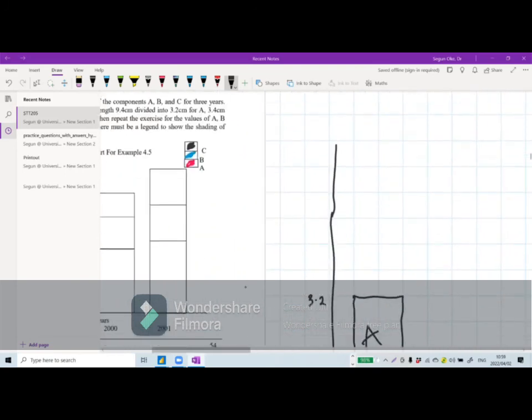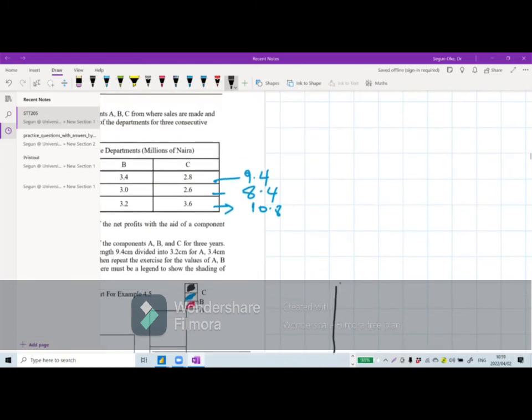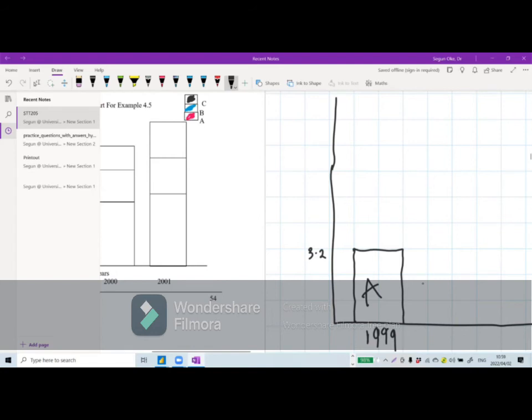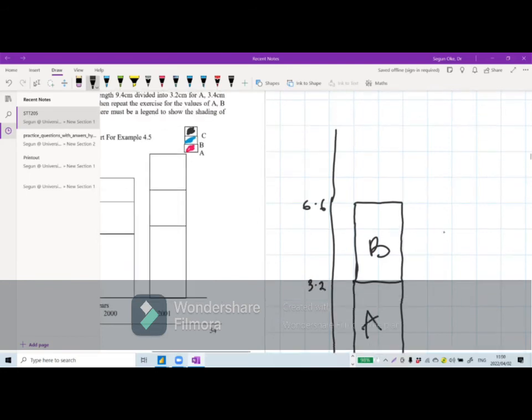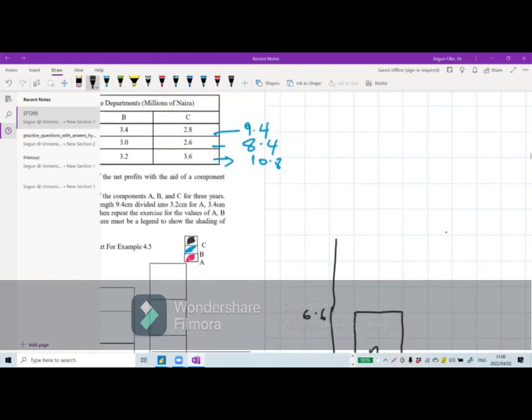For example, here, let's add 3.4 to the first one. What do you have? 6.6. I can call this one, let me say this is my 6.6. Is it 6.8 or 6.6? 6.6. Okay, 6.6. Now, the next one will be what? C. What is C? 2.8 plus 6.6. 9.4.